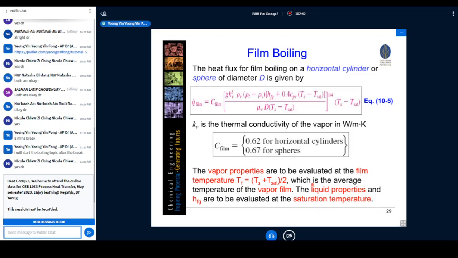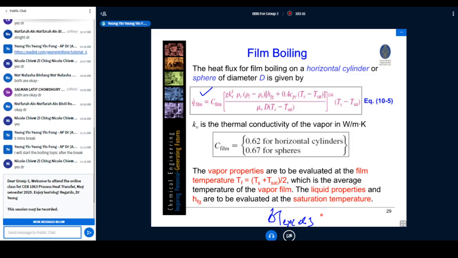But of course, you may not know which region the question is talking about. The best way to determine the region is to calculate the delta T excess, isn't it? If the delta T excess is within 5 to 30, it's definitely nucleate already, and so on and so forth. If it is more than 120, it falls under the film boiling region, something like that. This is the best way to categorize the boiling region.